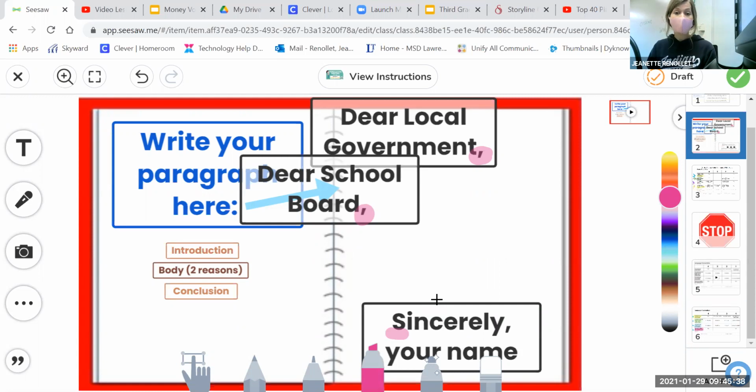I'm going to end the Zoom now. It's now your break time, and then you can work on your letter until math at 10:30 to make sure it's ready to go. Third grade sentences. Okay, I'm going to end the Zoom now.